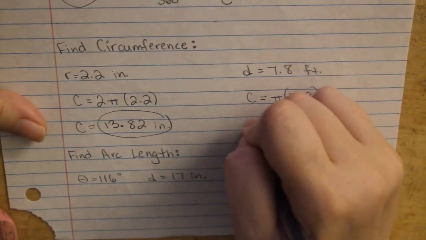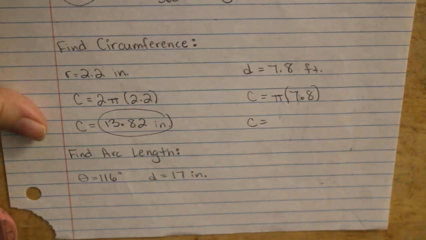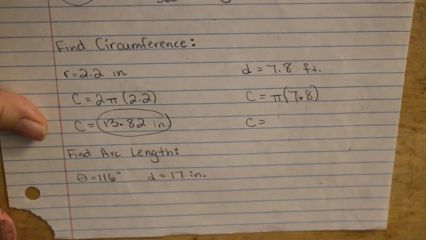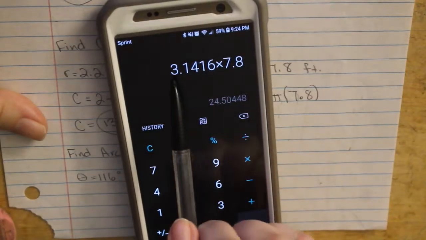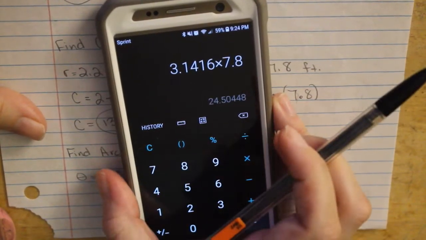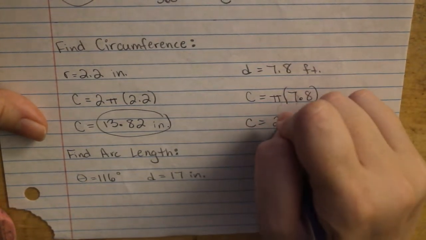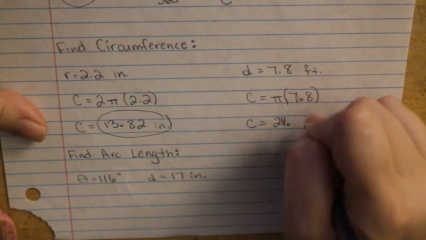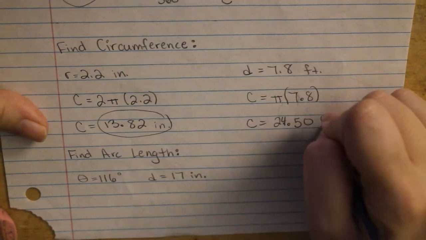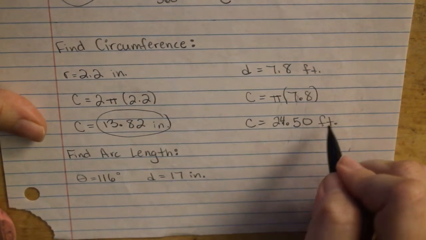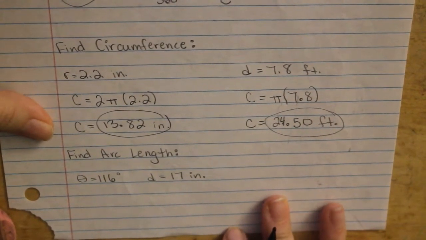So I'm going to do circumference equals 3.1416 times 7.8. And just to show you, yes, I am typing it all out. It doesn't really take that much more time. Okay? And that's going to give me 24.50. And this is in feet. Okay? So that is our circumference for that one.